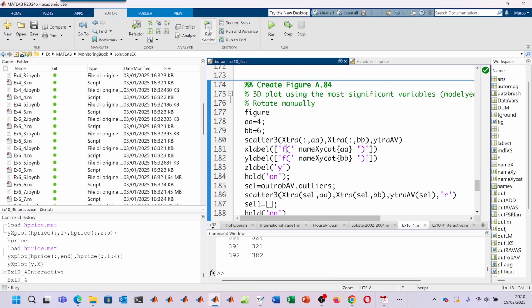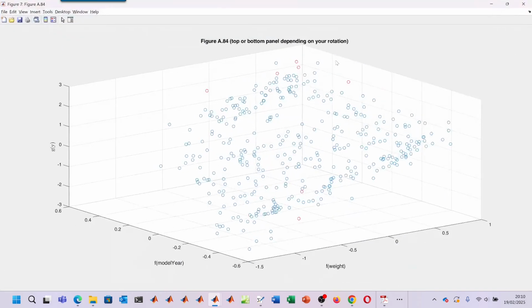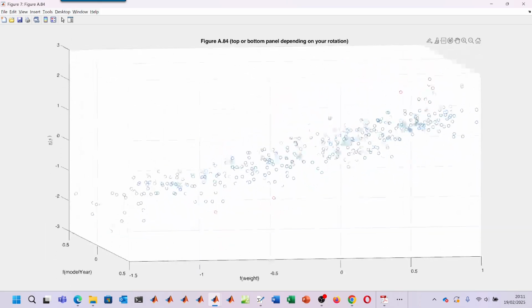In the final plot, we give a scatter of the transformed response against model year and weight. This is a 3D plot with the outliers in red that have been found. Of course, the 3D plot depends on the angle of view, and in this angle it is not clear whether these outliers lie in a particular portion of the space.